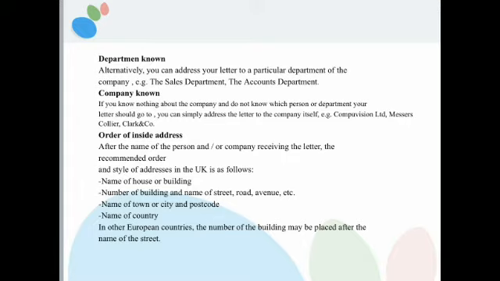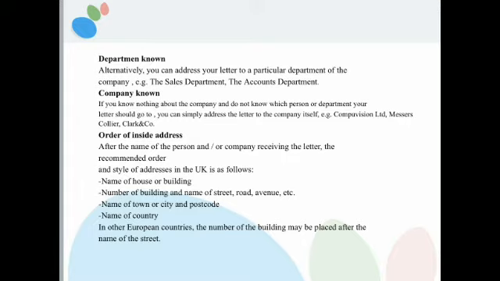Company known. If you know nothing about the company and do not know which person or department your letter should go to, you can simply address the letter to the company itself, e.g., Composition Ltd, Messrs. Collier, Clark & Co.